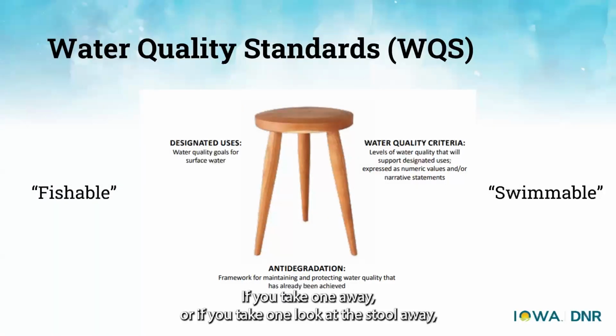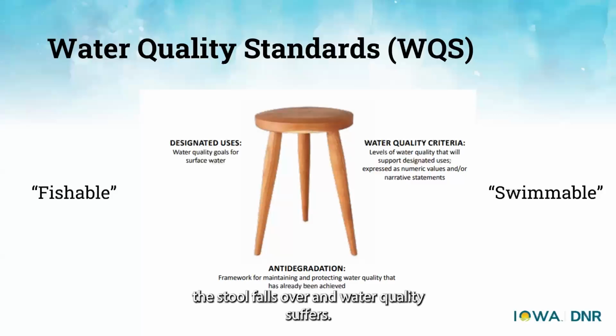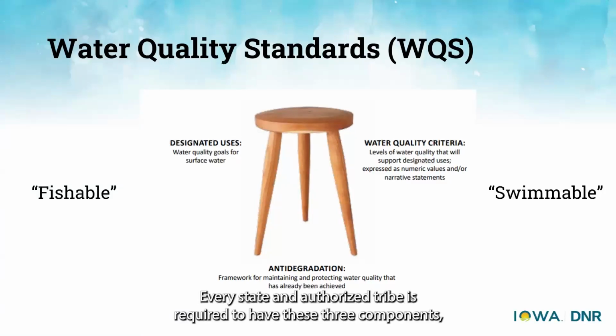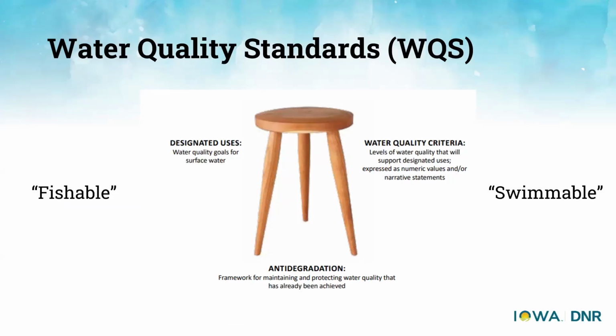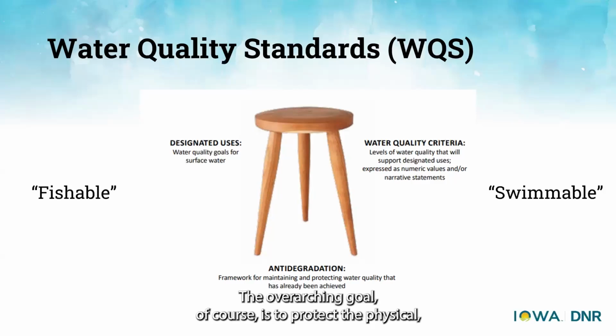If you take one leg of the stool away, the stool falls over and water quality suffers. Every state and authorized tribe is required to have these three components, but there is some flexibility in the details of how exactly they adopt the standards. The overarching goal, of course, is to protect the physical, chemical, and biological integrity of the water.